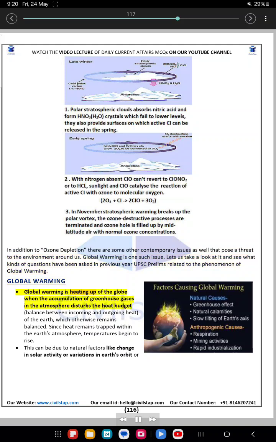Global warming. Global warming is the heating up of the globe when the accumulation of greenhouse gases in the atmosphere disturbs the heat budget, the balance between incoming and outgoing heat of the Earth, which otherwise remains balanced. Since heat remains trapped within the Earth's atmosphere, temperatures begin to rise. This can be due to natural factors like change in solar activity or variations in Earth's orbit, or man-made factors like increase in greenhouse gases, reduction in carbon sinks by deforestation and ocean acidification, etc.